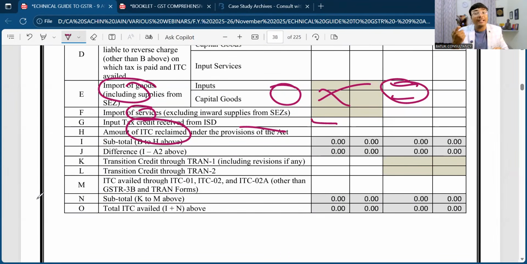The bifurcation is required in the field of your domestic purchase, your import of goods, import of services, your reverse charge mechanism from registered person, from unregistered person, and also there is a requirement to segregate your ITC as input goods, capital goods, and input services. And yes, capital goods you have to provide separately. Input service you may show cumulatively.